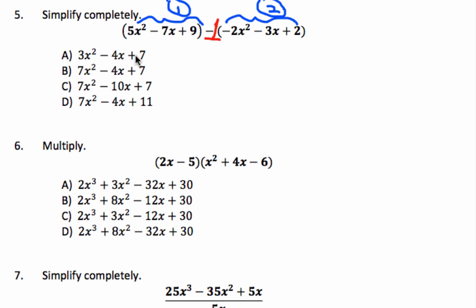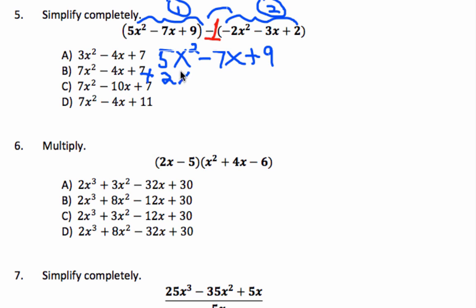So we can distribute to find the values in the second polynomial. So let's do that right now. We'll repeat the first polynomial. So we have 5x squared minus 7x plus 9. And now let's distribute. Negative 1 times negative 2 will be positive 2x squared.